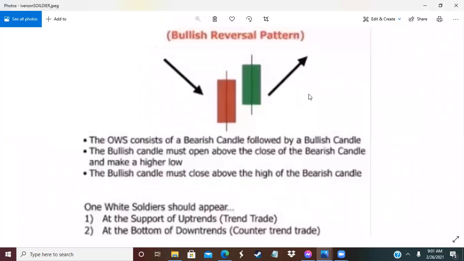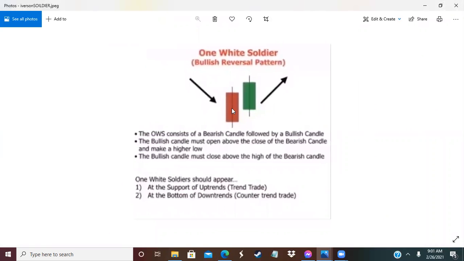All right. Here's the soldier. Same thing, just kind of in reverse. So you get that downward momentum. This is a bullish reversal pattern, the one white soldier. So you're looking for downward momentum. You see the stock trending downward.